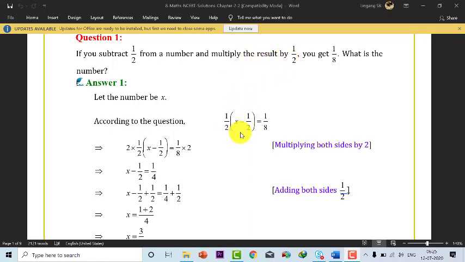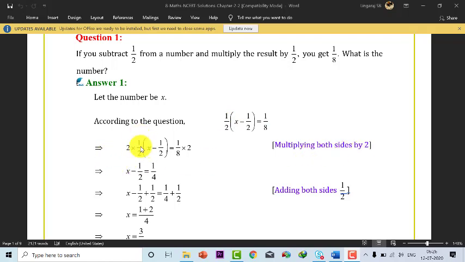So multiply the result by 1 by 2. What is the result you will get? That should be multiplied by 1 by 2, then you get 1 by 8 here. So according to the question we wrote the equation. Then for simplification we multiply both sides by 2, so that the 1 by 2 is removed.